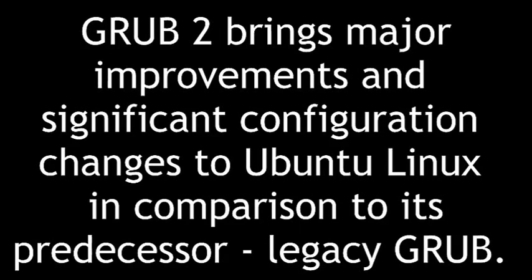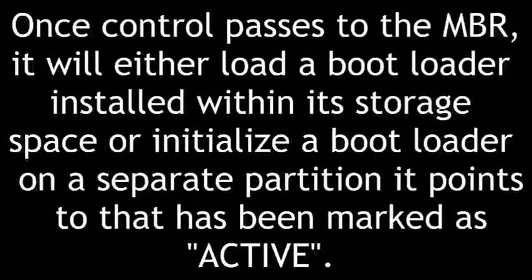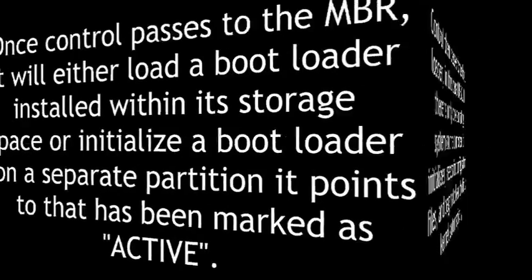in comparison to its predecessor, legacy Grub. When a computer is powered on, it first assembles CMOS settings in its BIOS and initiates a power on self-test, or POST. After reading these settings and performing the POST, control is then transferred to the master boot record, or MBR. Once control passes to the MBR, it will either load a bootloader installed within its storage space or initialize a bootloader on a separate partition it points to that has been marked as active.